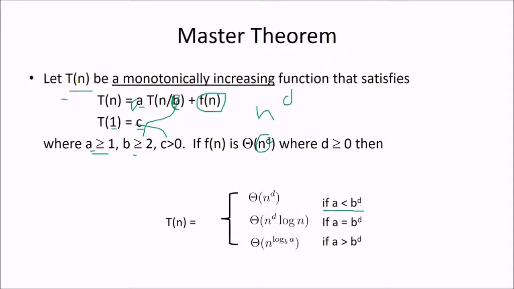If a is less than b to the power d, then we'll simply write that this T(n) is of the order of n to the power d. If they are equal, then we'll say it is of the order n to the power d log n. Otherwise, if a is greater than b to the power d, master theorem says that T(n) would be of the order of n to the power log a, and log is of base b.